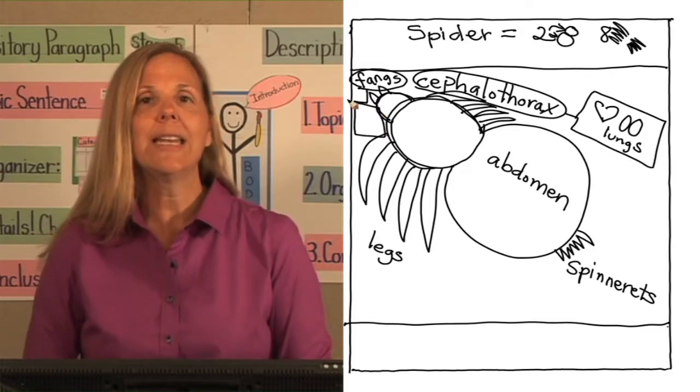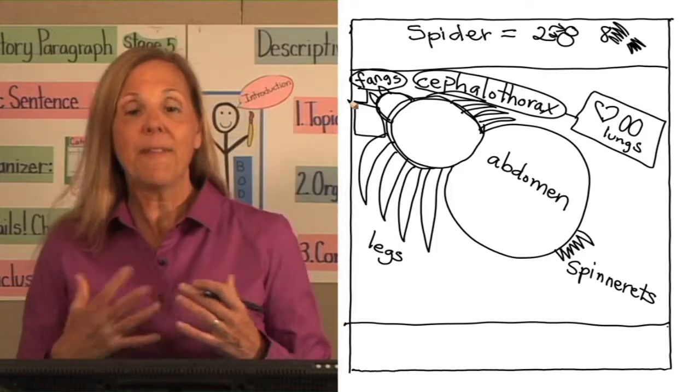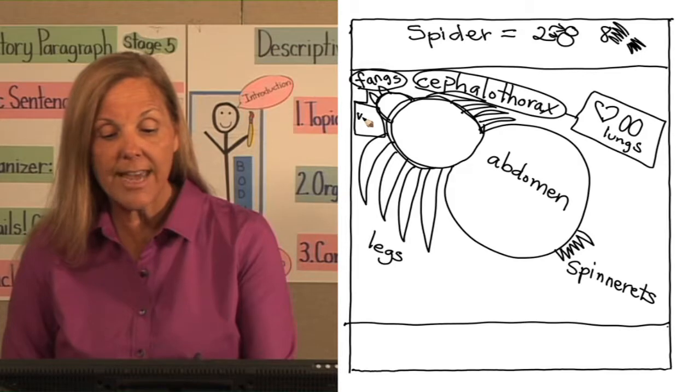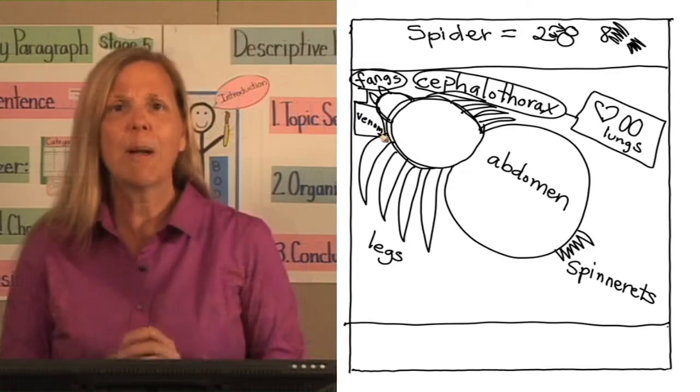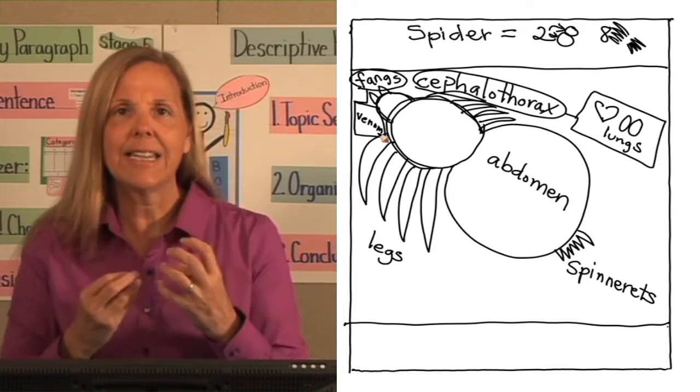The drop box again is the job, the function of the fangs. The fangs are filled with venom. So we're going to write venom here, or poison. So the spider can inject it in its prey to kill it so that it can then eat it.